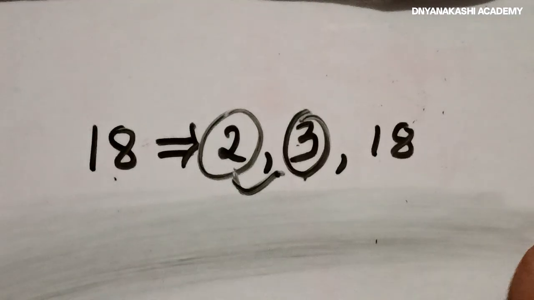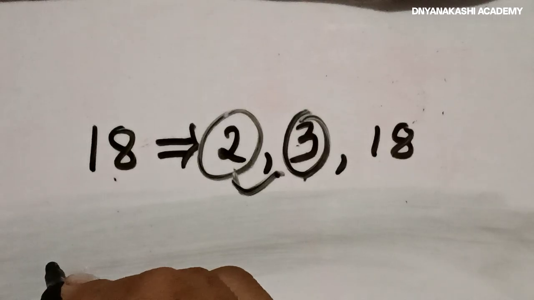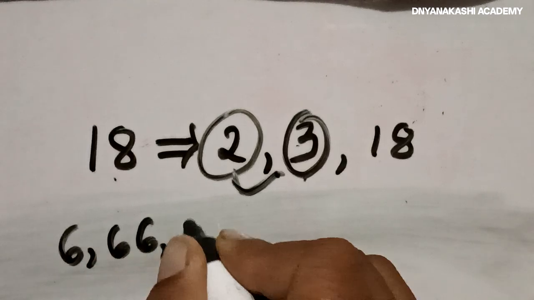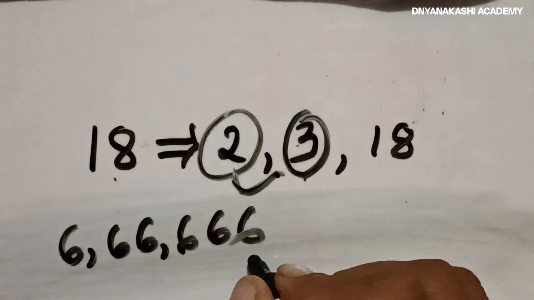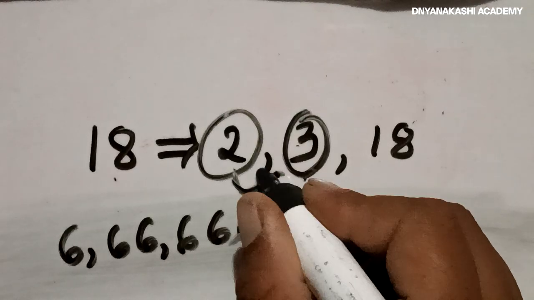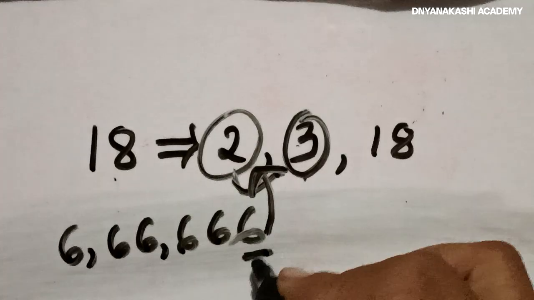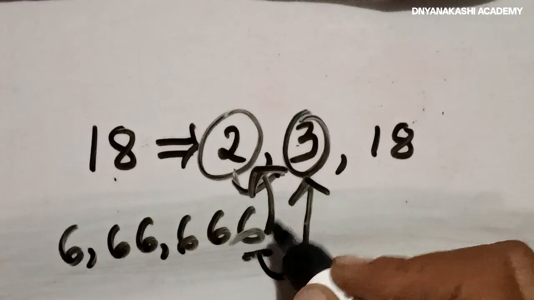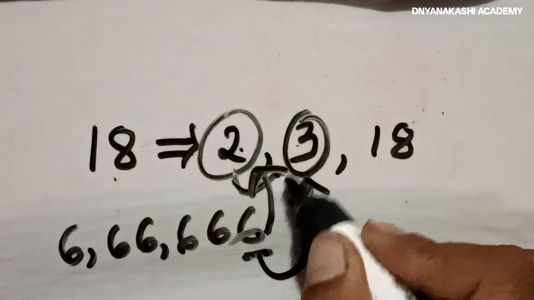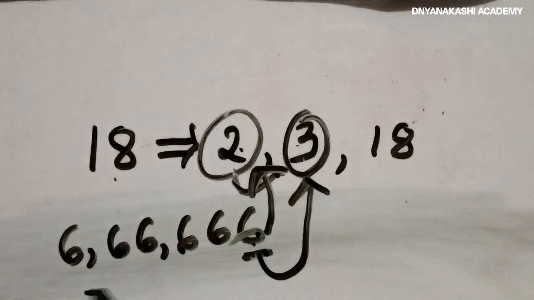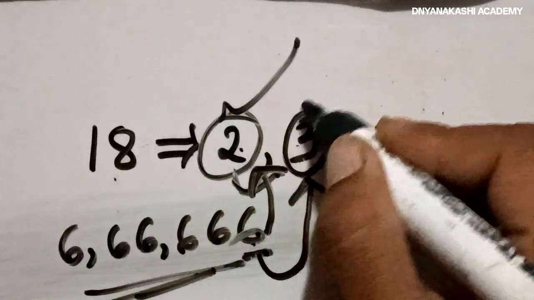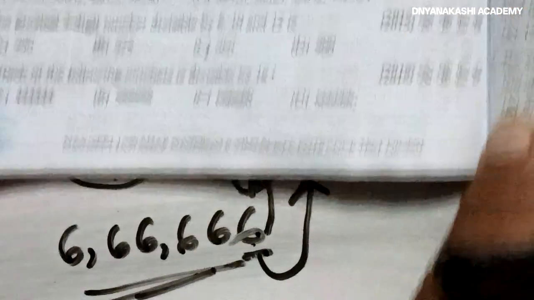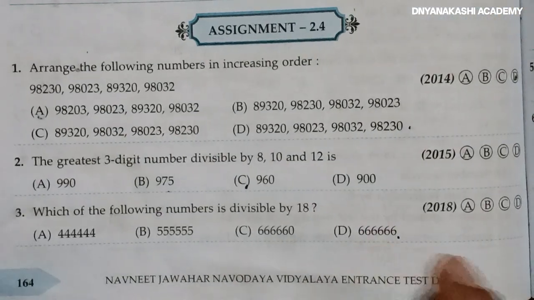And I check with the 6,66,666 given. Last unit is 6 here. This one is completely divisible by 2. And this is also completely divisible by 3, because 2 threes are 6, 3 twos are 6 here. This number is completely divisible by 2 and 3, also completely divisible by 18. So option D is correct here.